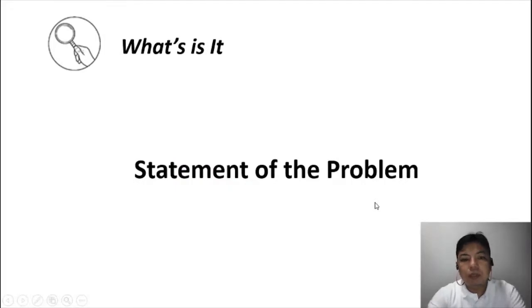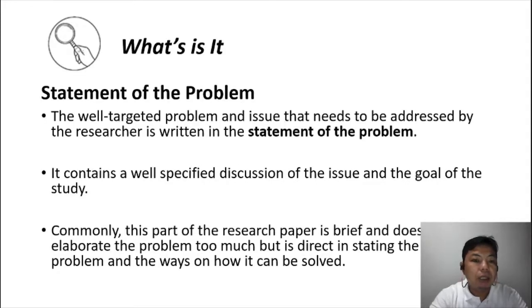So the topic of our discussion for today is all about statement of the problem. Statement of the problem can be considered one of the most important parts of the research process because the research or the study revolves around the statement of the problem. So what is a statement of the problem? The well-targeted problem and issue that needs to be addressed by the researcher is written in the statement of the problem. So that's why I told you it's very important.